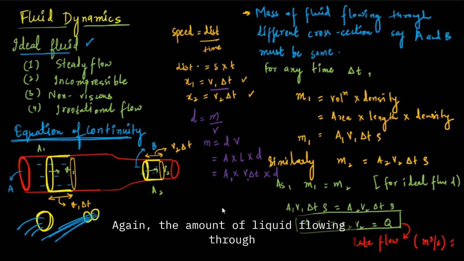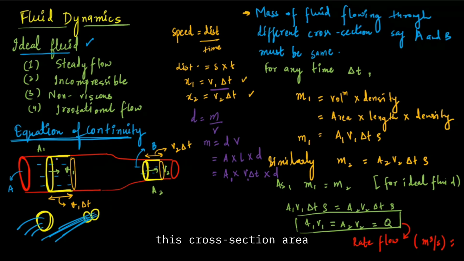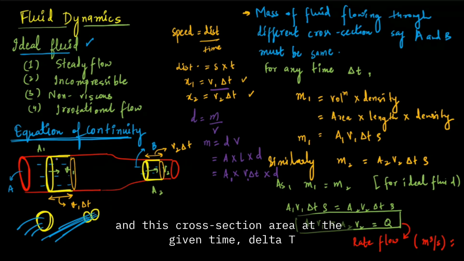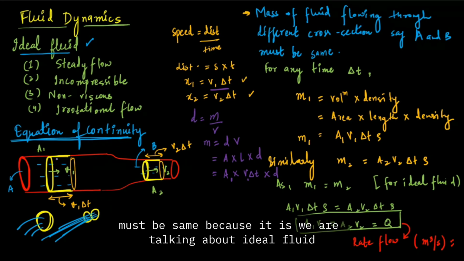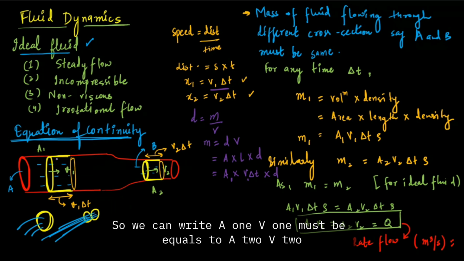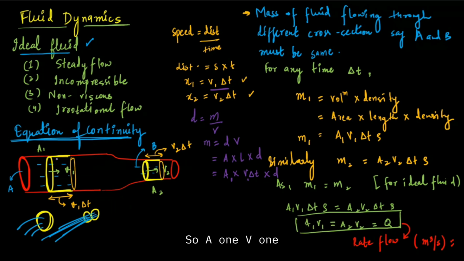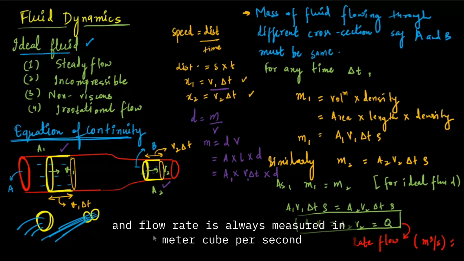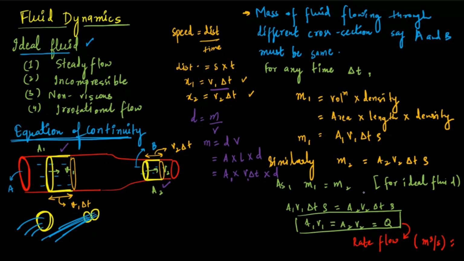Again, the amount of liquid flowing through this cross section area and this cross section area at a given time delta T must be the same, because we are talking about an ideal fluid. Then we can say that M1 must be equal to M2. So we can write A1 V1 must be equal to A2 V2. The product of area and velocity of a liquid flowing through that particular area of cross section gives us the flow rate, and flow rate is always measured in meter cube per second. That meter cube per second only came from the product of area and velocity.